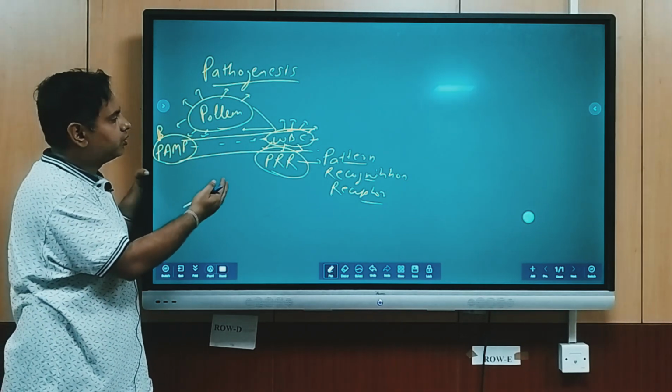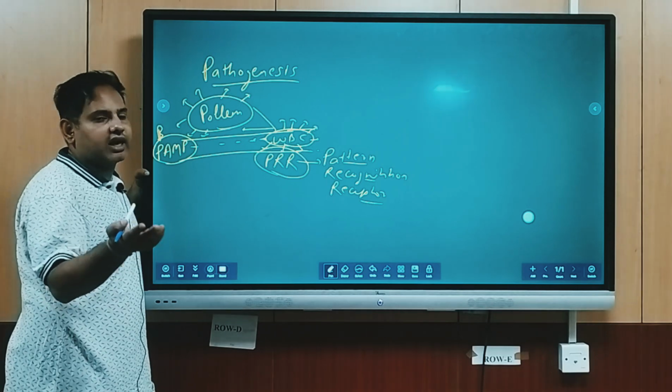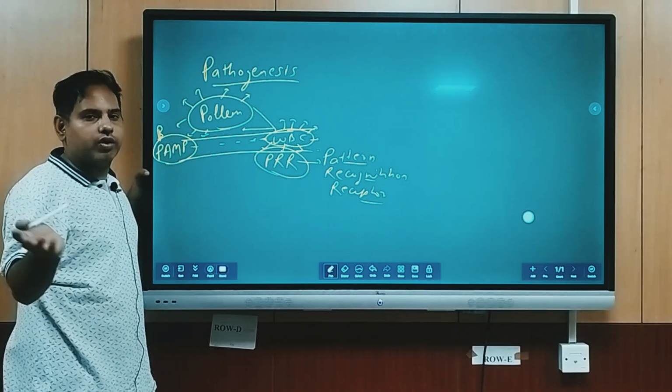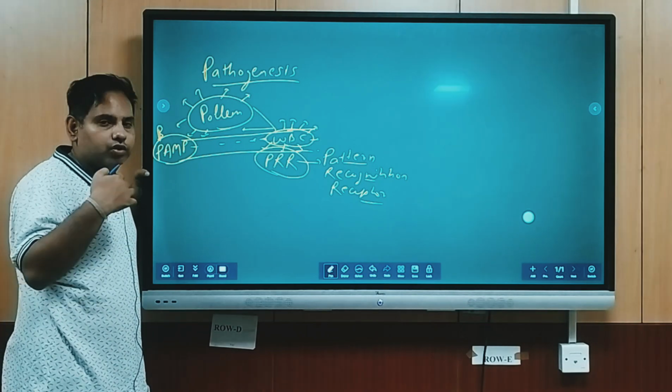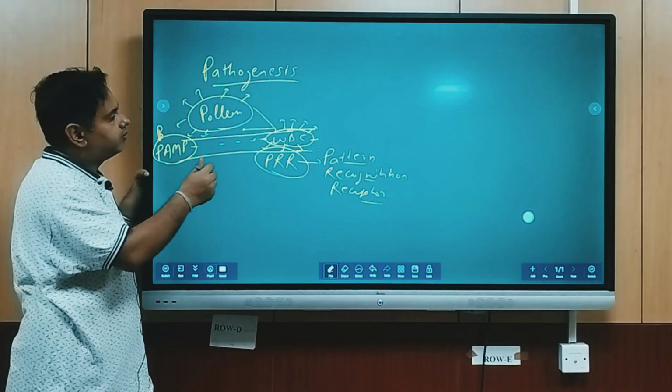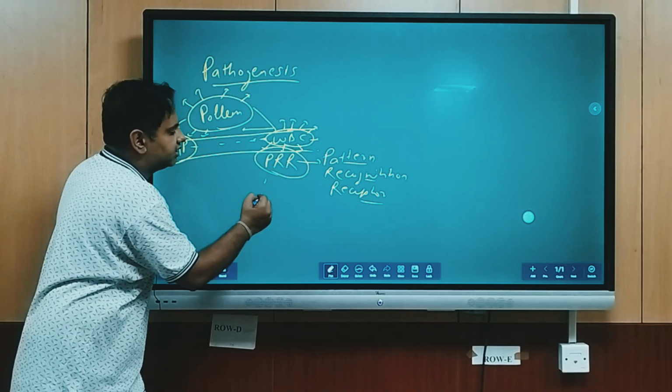So in this case also your WBC will recognize pollen as non-self. If it categorized it as self, nothing would be activated. Pollen and dust mite are not your endogenous substances, so your immune cells will recognize them as non-self molecules.